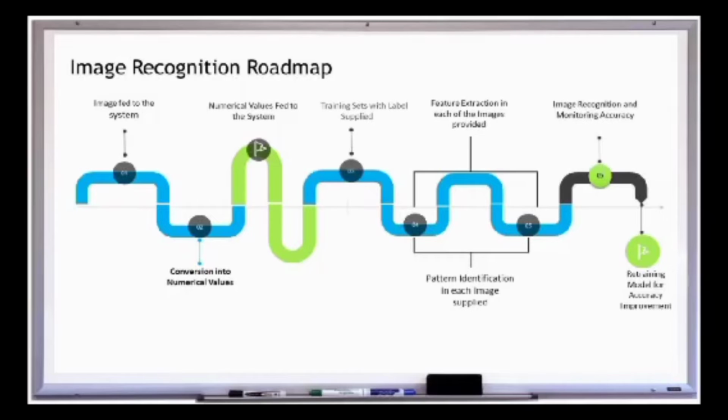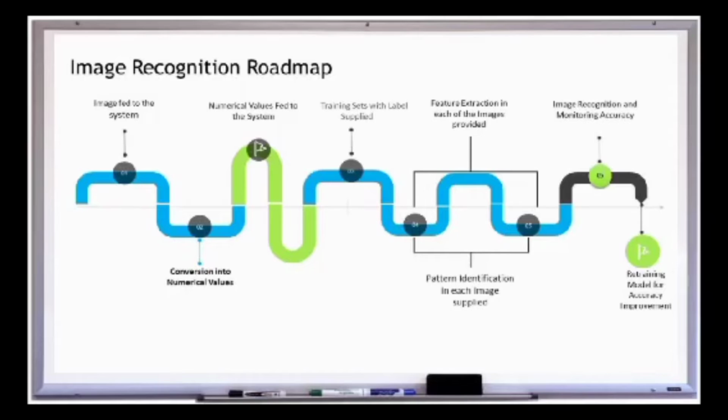Image recognition roadmap. First, an image is fed to the system. Second, conversion into numerical values. Numerical values are fed to the system. Training sets with labels applied. Pattern identification in each image applied. Feature extraction in each of the images provided.